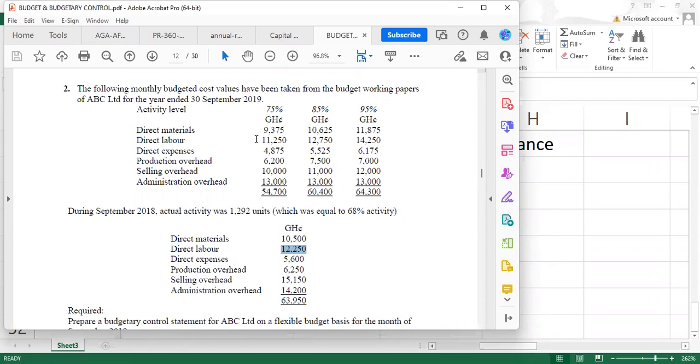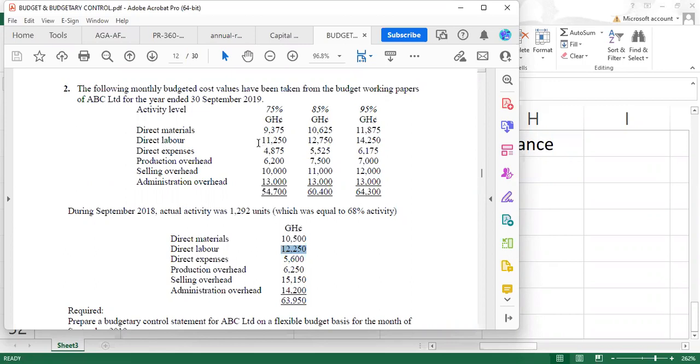So I had 15%, or do it again. Okay, yeah, it's correct, 150. It's 14,250 minus 11,250, the cost for the highest activity level minus the cost for the lowest activity level, all divided by the highest activity level minus the lowest activity level. Okay, yeah, I got it.